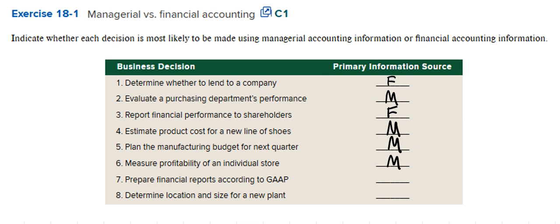Number 7, prepare financial reports according to GAAP. This is financial accounting. Financial accounting is all about following GAAP. Especially if you are a publicly traded company, you are required to follow GAAP, meaning generally accepted accounting principles. And so the financial statements that are furnished publicly do follow GAAP. And so those financial statements are external financial reporting. So this is why this is financial accounting.